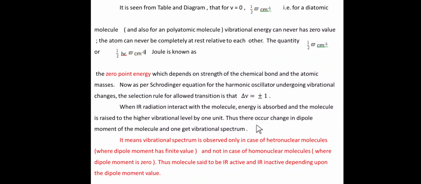Again, the molecules which have a permanent dipole moment are the only ones that are IR active, or give the vibration spectra. It means vibration spectra is observed only in the case of heteronuclear molecules, where the dipole moment has a finite value, and not in the case of homonuclear molecules, where the dipole moment is 0. Thus, a molecule is said to be IR active or IR inactive depending upon the dipole moment value. So, only polar molecules give the IR or vibration spectra; non-polar molecules do not.